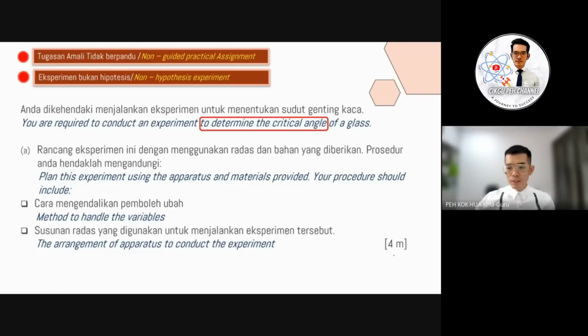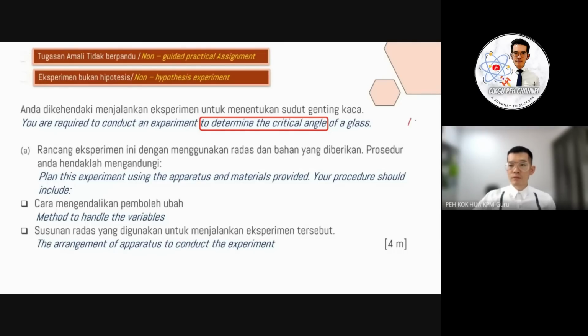For these 4 marks, you need to include the method to handle the variable. That means you need to write the appropriate procedure to the end of the experiment, which is to determine the critical angle. And then second, you have to draw the diagram regarding the arrangement of the apparatus to conduct this experiment.